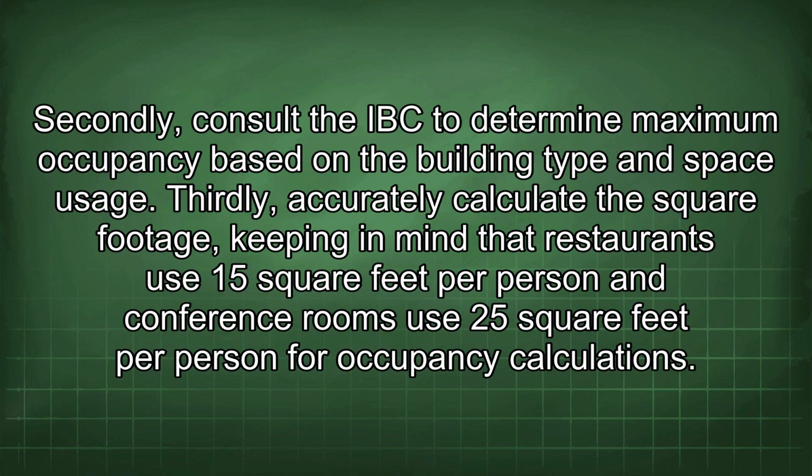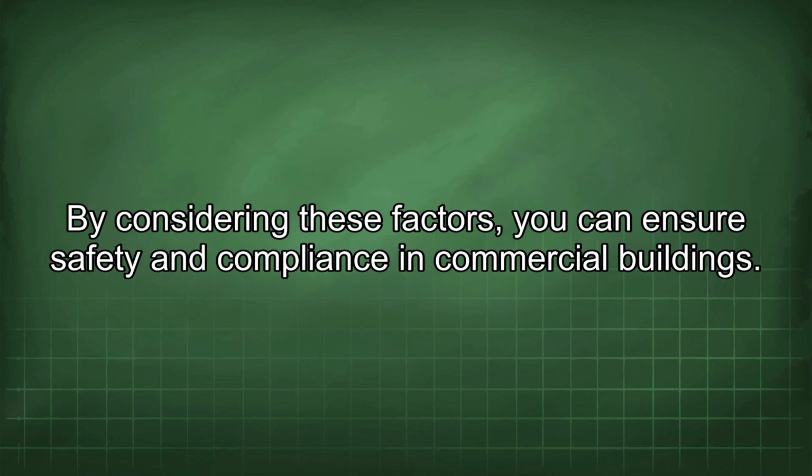Secondly, consult the IBC to determine maximum occupancy based on the building type and space usage. Thirdly, accurately calculate the square footage, keeping in mind that restaurants use 15 square feet per person and conference rooms use 25 square feet per person for occupancy calculations. By considering these factors, you can ensure safety and compliance in commercial buildings.